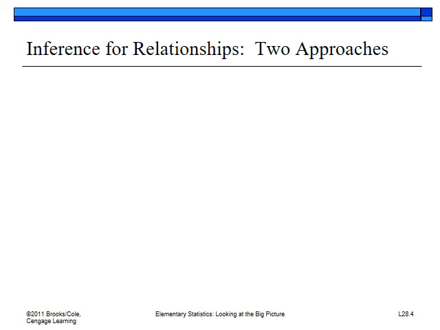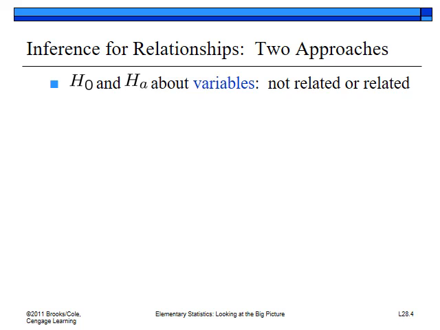Now, there are 2 approaches for inference for relationships. One is the null and the alternate hypotheses are about variables, whether they are related or not. This is something that applies to all 3 of the relationship styles between variables.